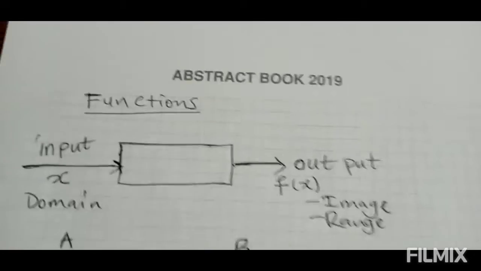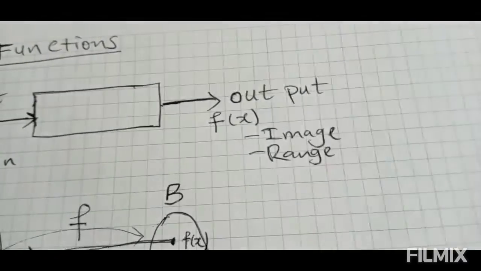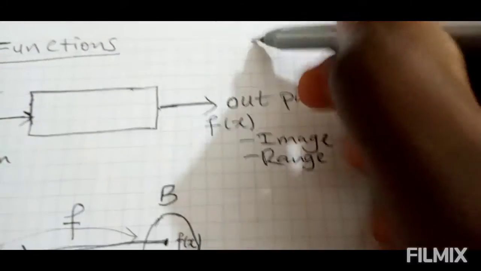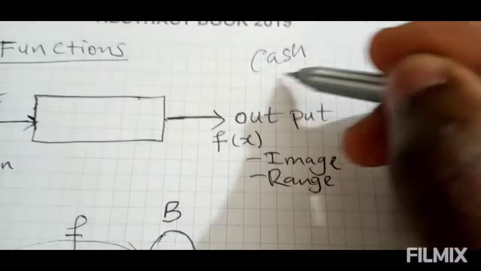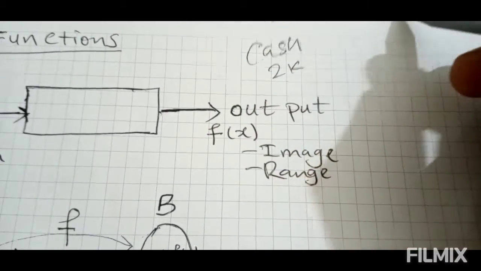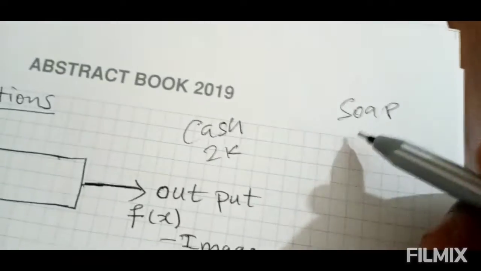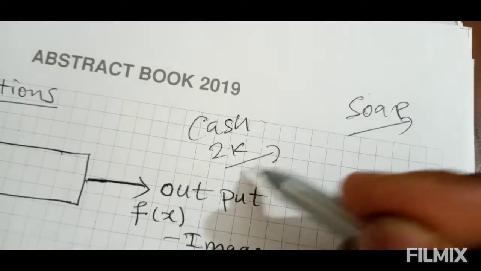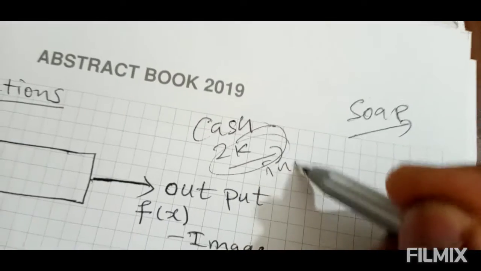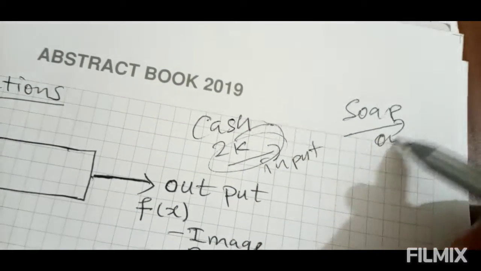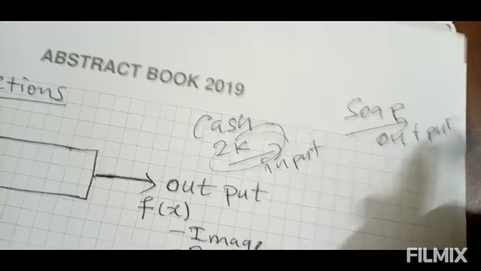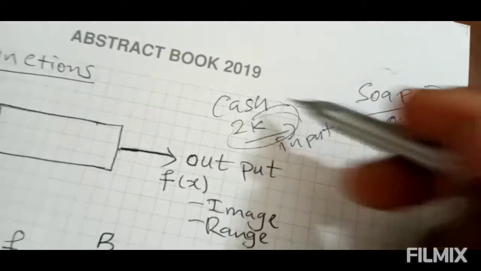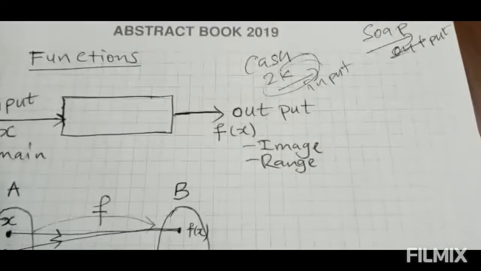So now this is just the explanation I can give you. Like you have, for instance, this is cash, okay? You have cash, like 2 kwacha. Then you want to buy soap, okay? So you pay 2 kwacha for you to get soap. So you need first of all 2 kwacha as an input, okay? And then you get the output, soap, okay? You give the shopkeeper or the owner of the shop, and he gives you soap. That's the output. So functions are like that, okay?